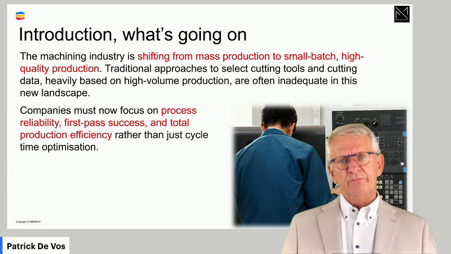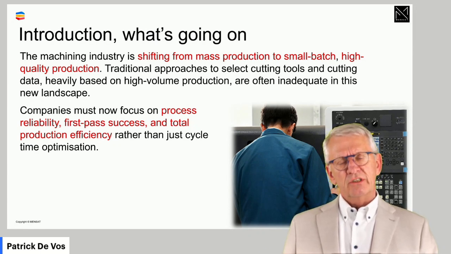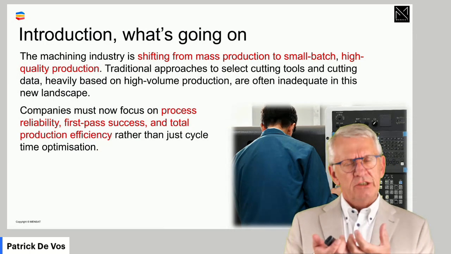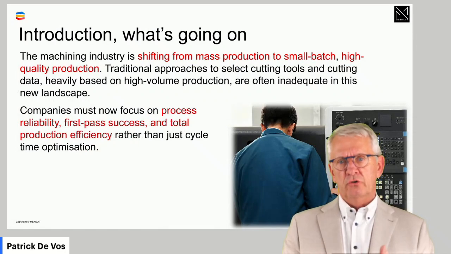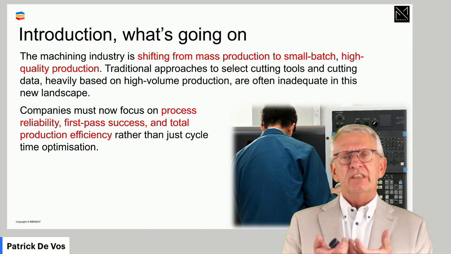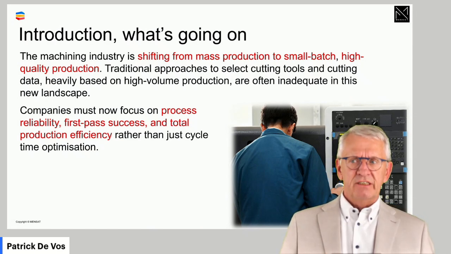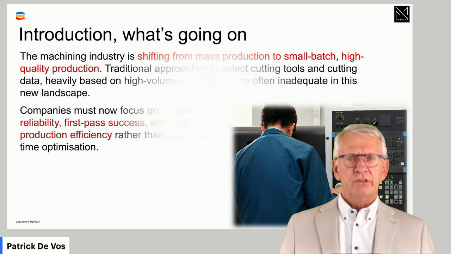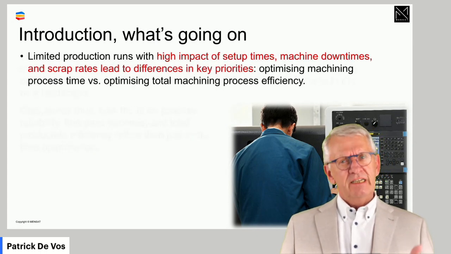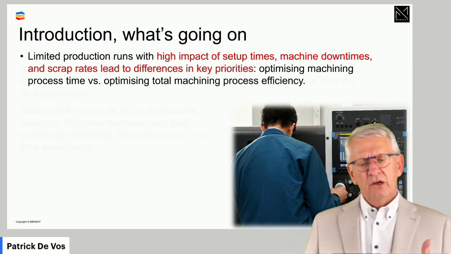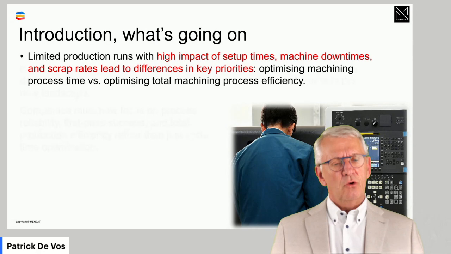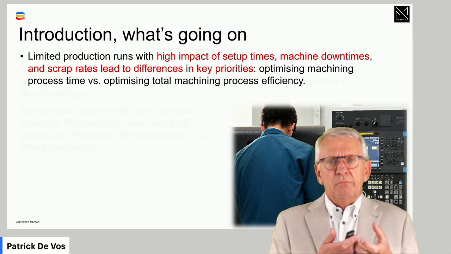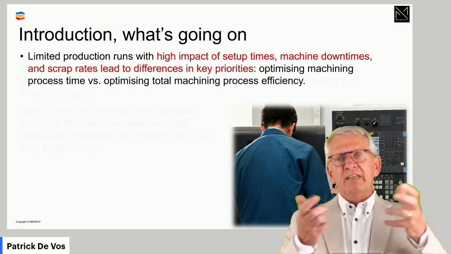And in small batch production, compared to mass industry, put it to the extreme, if you have to produce only one workpiece, you have to be absolutely sure that that one you have to produce is good. So words like reliability, total efficiency, first pass success are really important in small batch production. And if you think about it, what we have to focus on in small batch production compared to mass industry is perhaps not solely the machining process, but a lot more also all things around it.